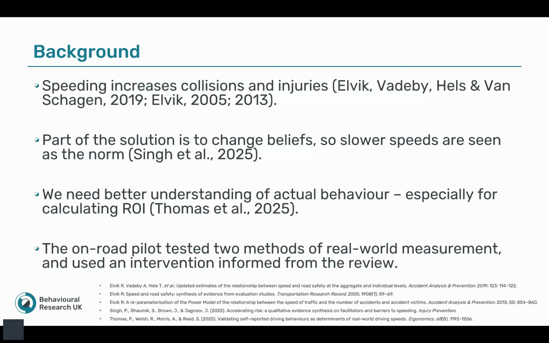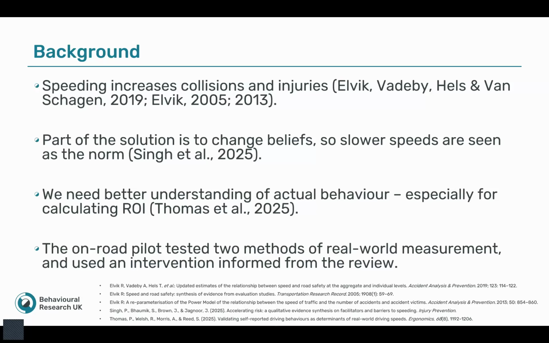Another point that we're trying to look at here is that, again, in road safety, we do quite a lot of work with surrogate measures, and we feel we need to have a better understanding of actual real world behaviour, especially when we're looking to calculate things like return on investment, where we've got multiple interventions we could employ, understanding which of those gives us the best outcomes given the budgets we have.